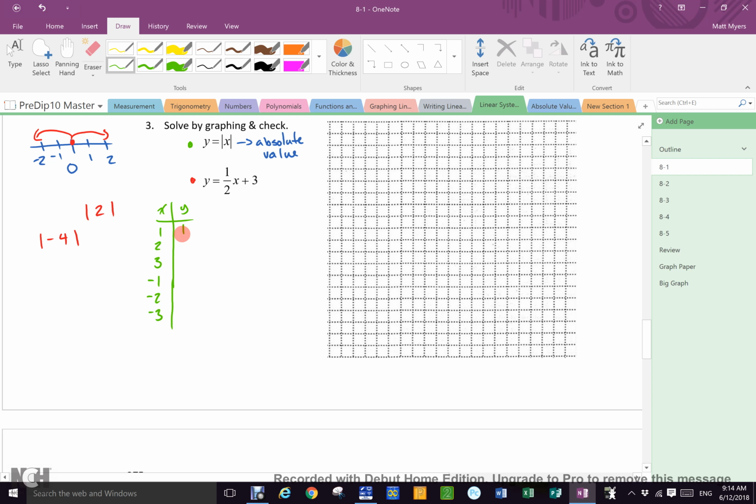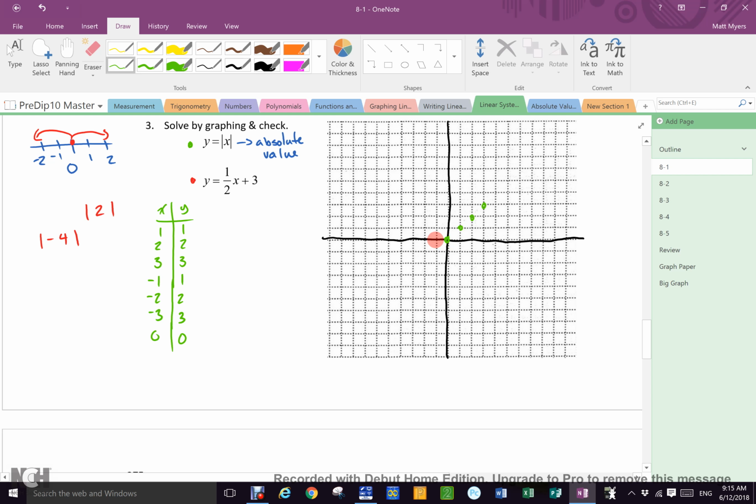Everybody cool? So, if it's 2, what is this? If it's 3, what is this? Excellent. If it's 0, what is it? 0. Great. -1, 1, -2, 2, -3, 3. Graph it. It's going to look weird. 0, 0, that's easy. Okay, 1, 1, 2, 2, 3, 3, that's easy.